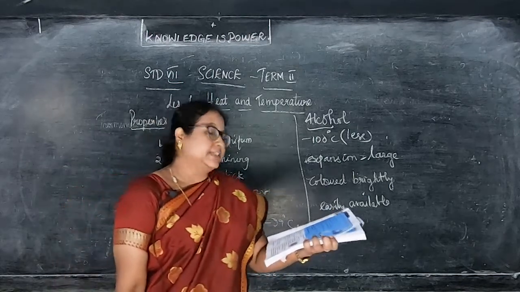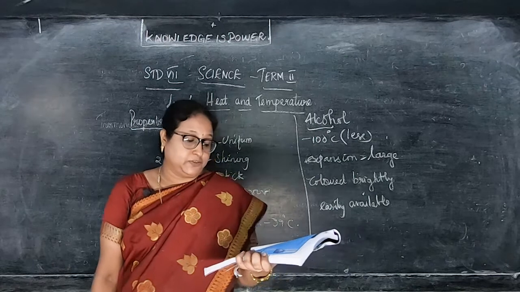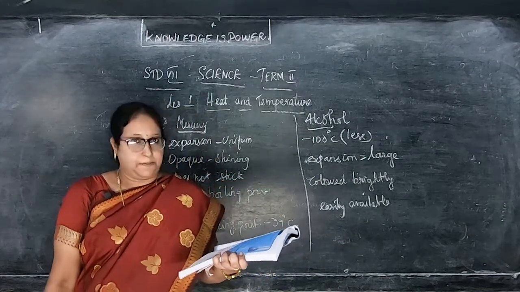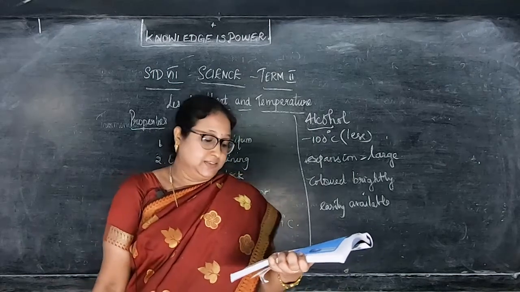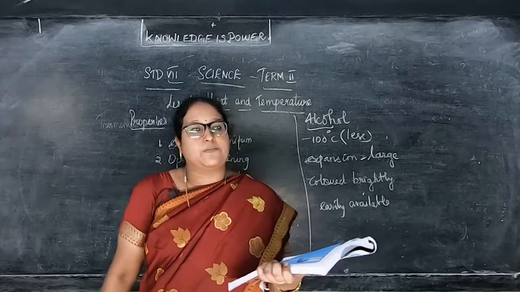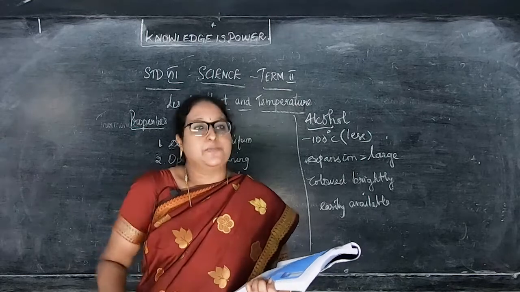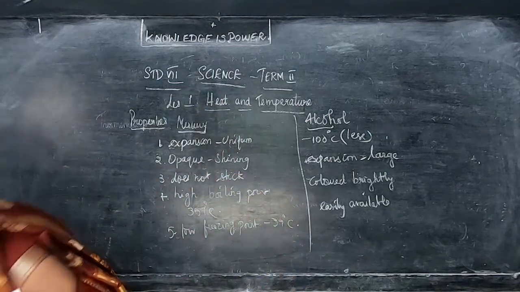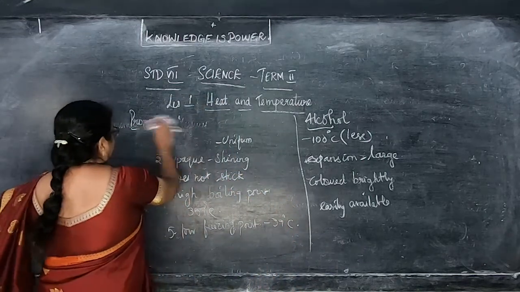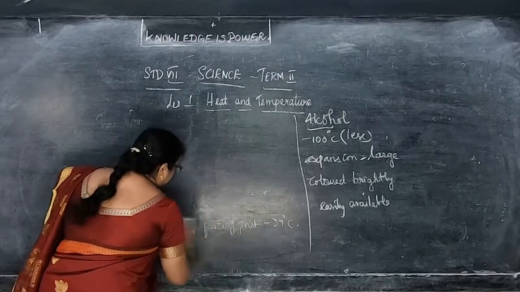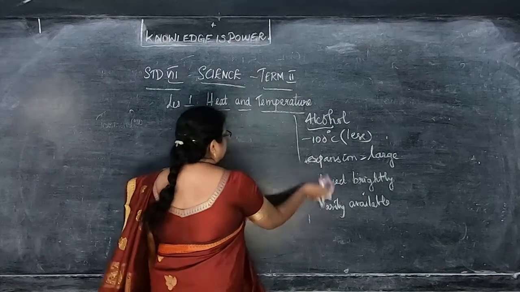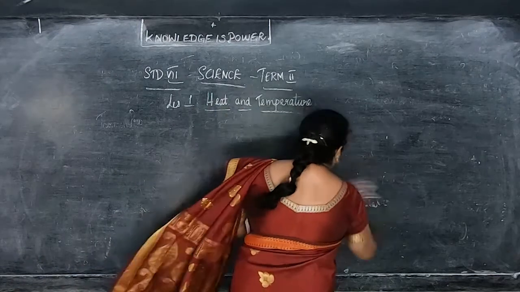Now we are going to see the types of thermometers. There are different types of thermometers for measuring temperatures like air, body, food and many other things. Among these, commonly used thermometers are clinical and laboratory thermometers. I think you have understood the properties of alcohol and mercury, children. Now we are going to see the types of thermometers.